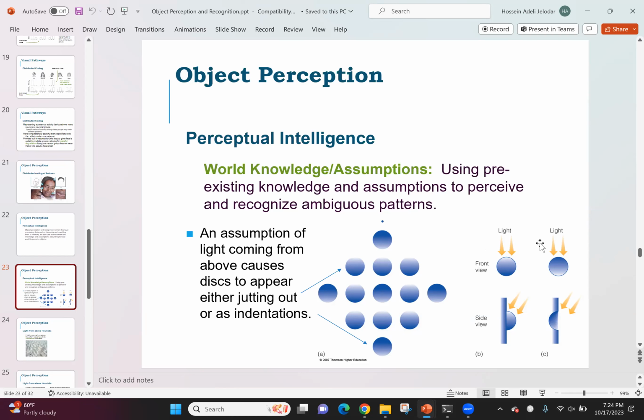But if the light is coming from the top and it's shady up here, but light down here, it means that it must be going in, right? So the fact that you assume, and this is a deep perceptual assumption, that the light is coming from the top changes your perception of these disks just based on where they're brighter and where they're dark. Does that make sense? So that's world knowledge. Your knowledge of the physical world, your knowledge of how objects reflect light, changes your perception.